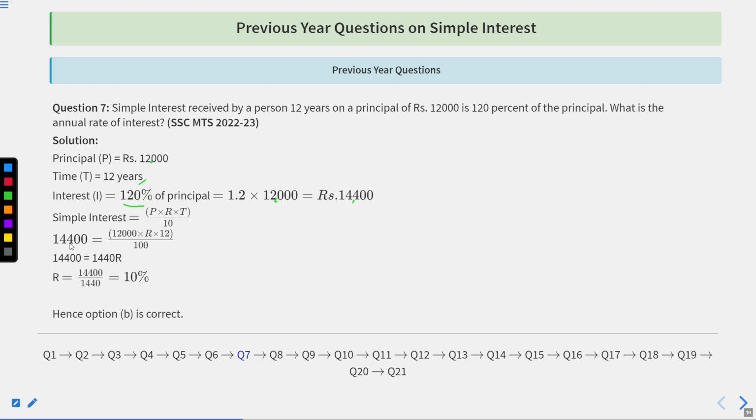So 14,400 is equal to 12,000 into R into 12 upon 100. So when you simplify this, you will have rate equal to 10%. So the option correct here is option B.